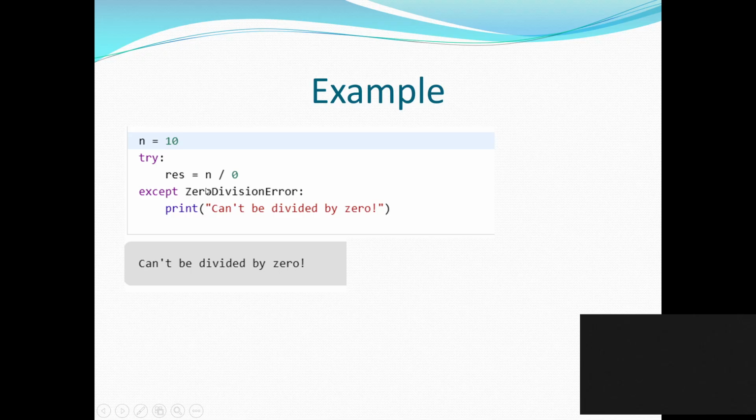But if there is some error, it goes to the except block. So here I'm having n equal to 10, and within the try block I'm having result equal to 10 divided by 0. Notice if I divide a number by 0, it causes a zero division error. So it immediately goes to the except block and runs everything inside the except block. So what does it do? It prints "cannot be divided by 0". So I hope this example helps you and you can understand it well.